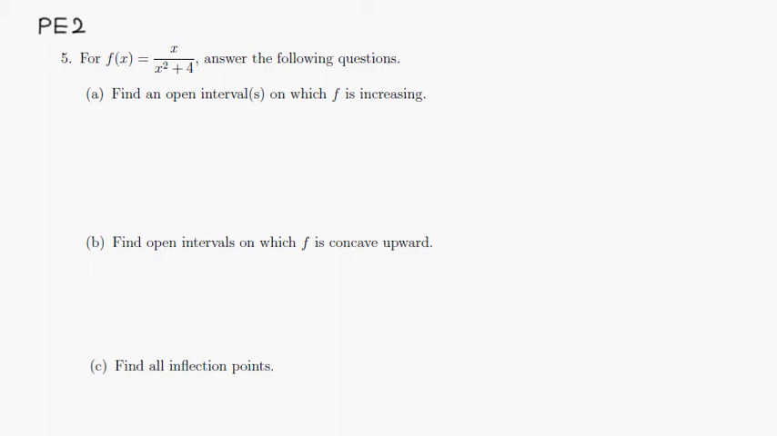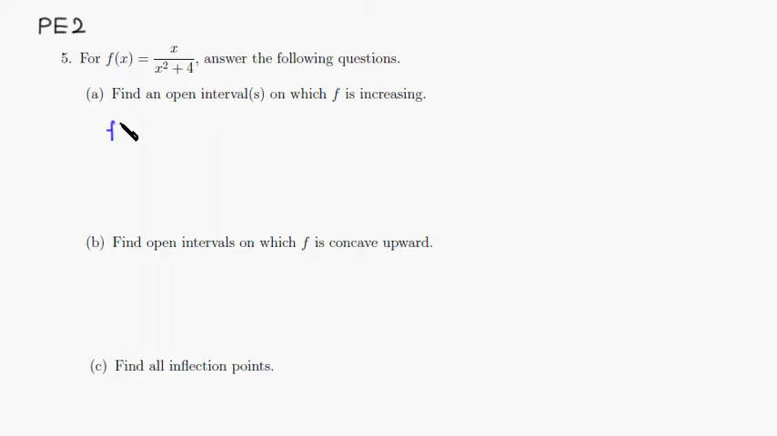Alright, let's look at practice exam 2, problem number 5. So for this rational function, f of x equals x over x squared plus 4, let's answer these questions. Part A: we want to find an open interval on which f is increasing. So we need to look at the first derivative.